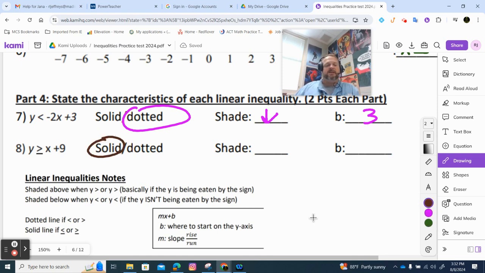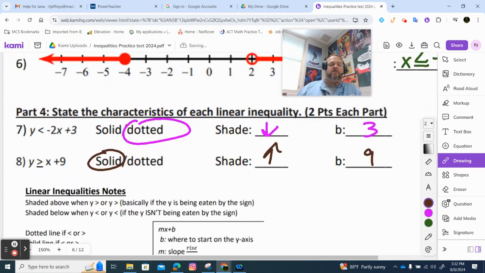This is going to be solid because there's a line underneath it, and that's what it says right here in the notes. We're going to shade up because that's also what it says in the notes. B is the number by itself, and the number in front of X is understood to be a 1.